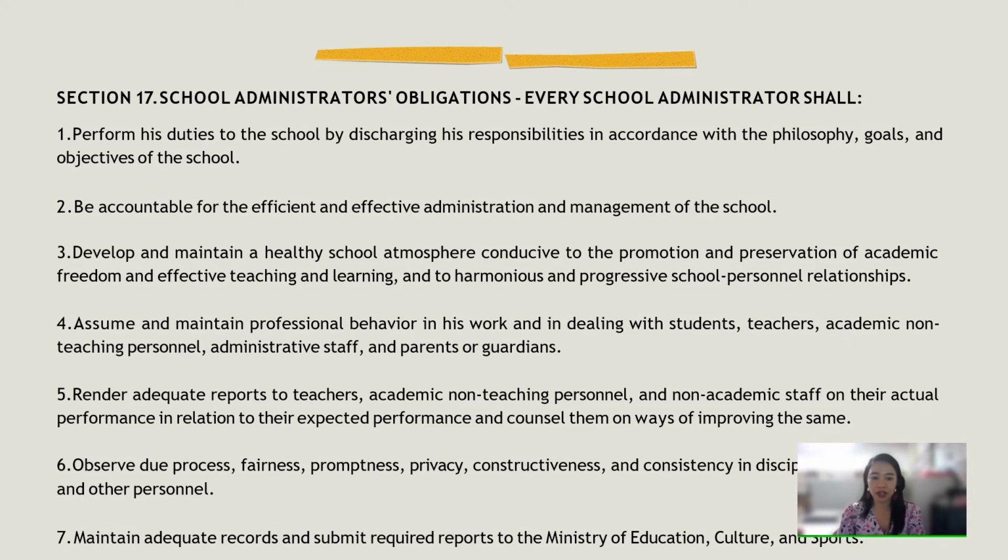Number 5, render adequate reports to teachers, academic non-teaching personnel, and non-academic staff on their actual performance in relation to their expected performance and counsel them on ways of improving the same. Number 6, observe due process, fairness, promptness, privacy, constructiveness, and consistency in disciplining teachers and other personnel. Number 7, maintain adequate records and submit required reports to the Ministry of Education, Culture, and Sports, or the Department of Education.